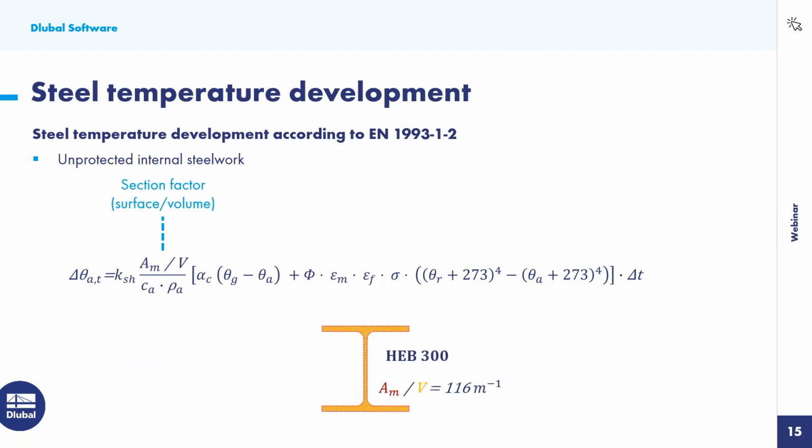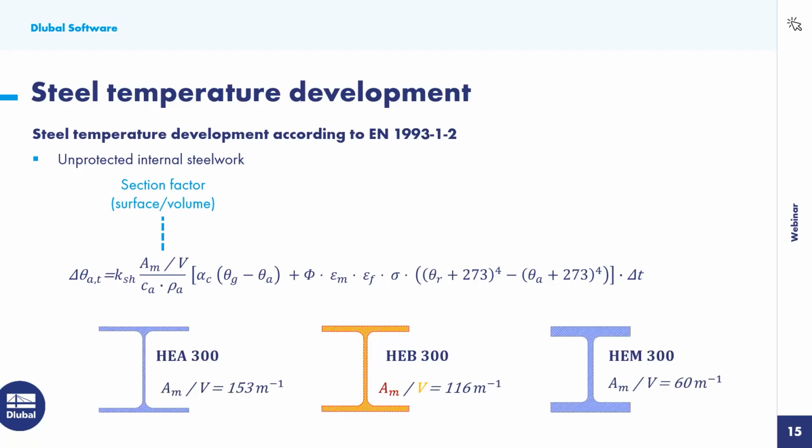However, let's take a closer look at the expression Am/V. This ratio is also known as the profile factor and describes the ratio of the cross-section surface area to the volume per unit length, or in other words, the profile circumference to the profile area in the section. So the profile circumference for the HEB 300 here would be the dashed red line, and the cross-section area or profile area would be the yellow section.